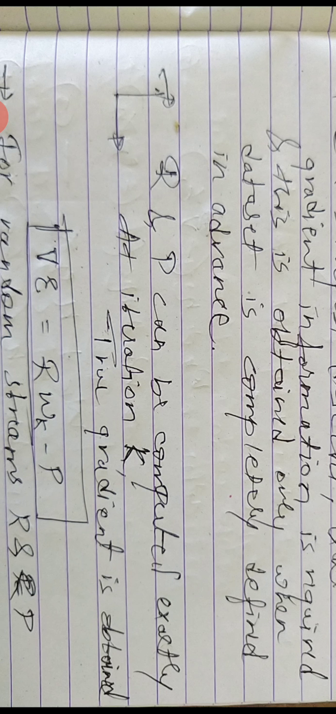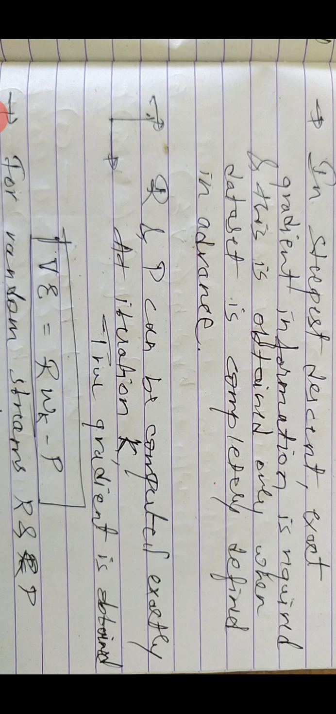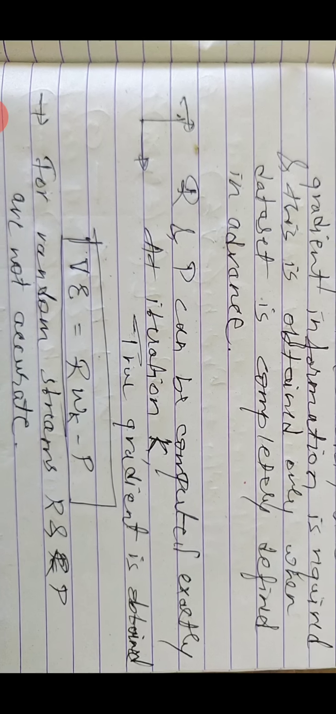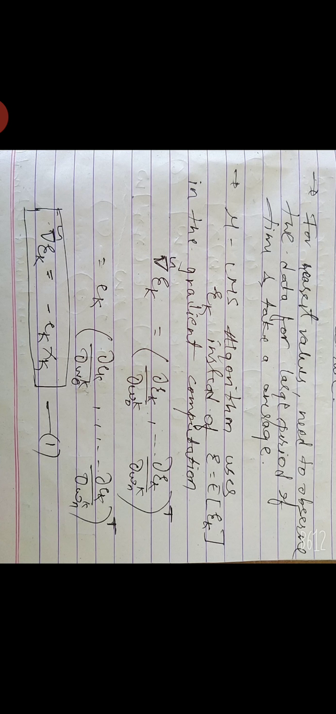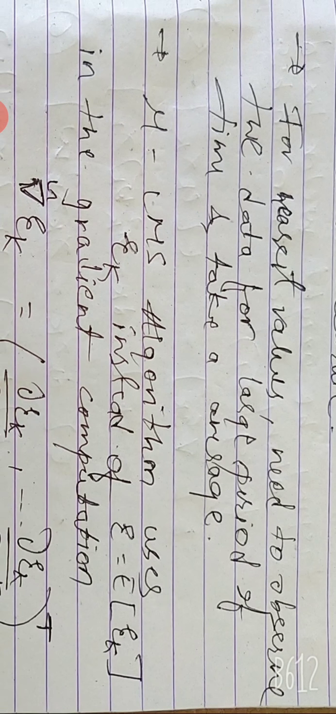You can observe here that R and P can be computed exactly at every iteration k, provided your true gradient, that is del of epsilon, is obtained using R into W of k minus P. This equation we already saw in the previous algorithm. Now what would happen? For random streams, the calculation of R and P will not be accurate, as I explained. So what would we do in such a case? We will try to get the nearest values and observe the data for a large period of time and then take their averages.